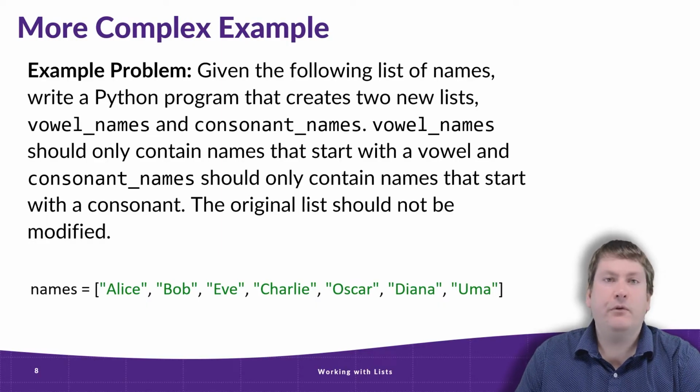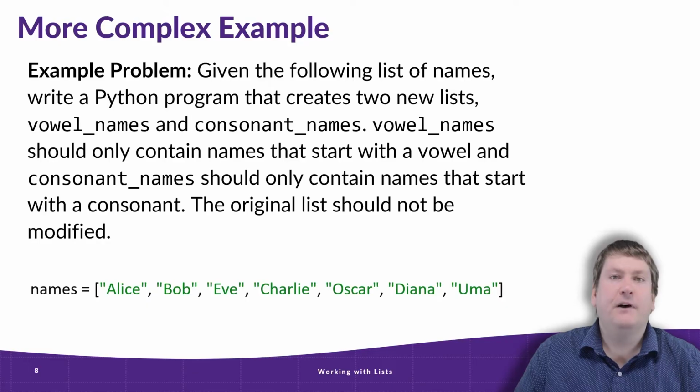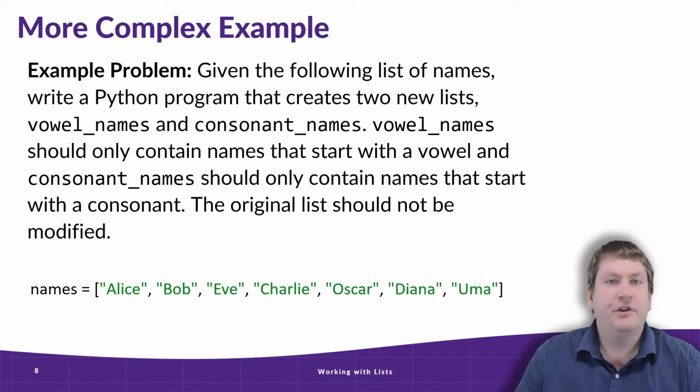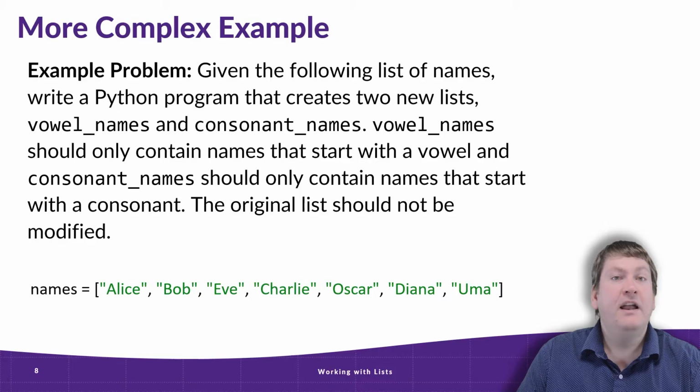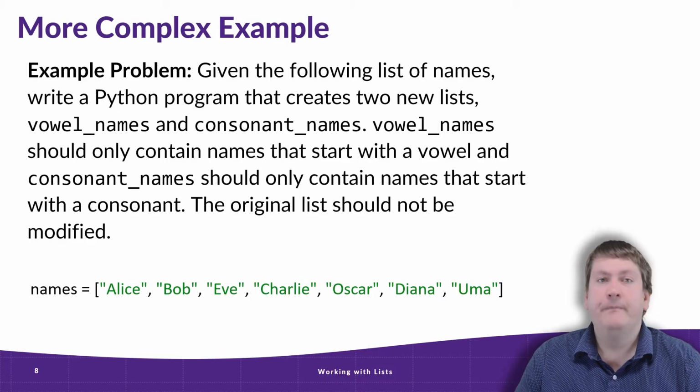So in this case, we want to write a program that, given the following list of names, Alice, Bob, Eve, Charlie, Oscar, Diana, and Uma, we want to write a Python program that creates two new lists, a vowel names list and a consonant names list. The vowel names should only contain names that start with a vowel, and consonant names should only contain names that start with a consonant. The original list should not be modified, so we want to create two new lists with these values. We don't want to modify the old list.